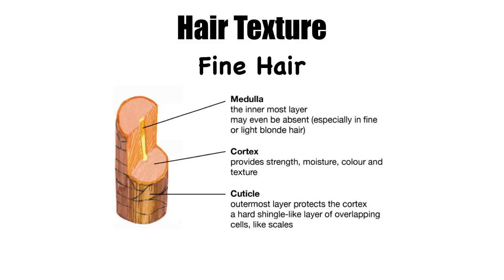Also, if you take a hair strand and hold it up against a white piece of paper or a white wall, if you can barely see it, then that's also a good sign that you have fine textured hair. In fine textured hair, the hair strand is very thin because it only has 2 layers, the cuticle and the cortex, and it's missing the medulla.